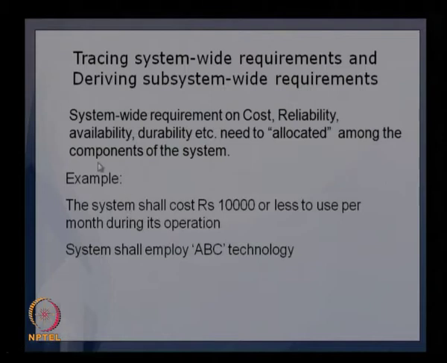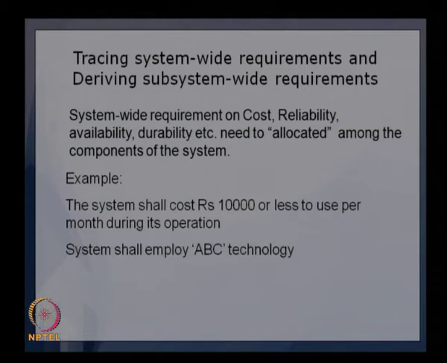So, with this system wide requirement, when we say the system shall cost 10,000 or less to use per month during its operation, we need to find out what are the things that actually contribute to the cost, that is the operating cost, and then how do we allocate this operating cost among the components.